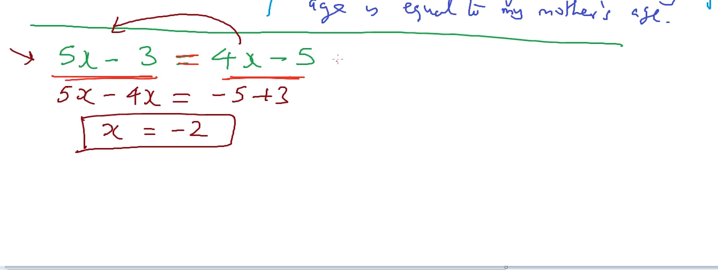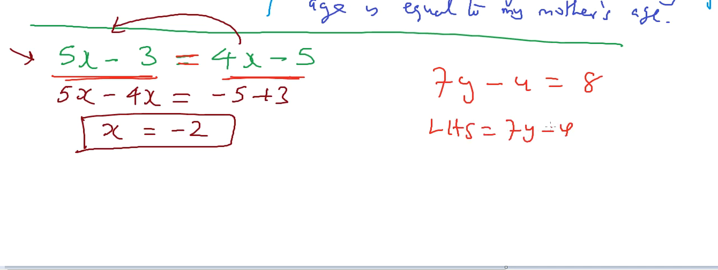Okay. So any equation, it can be any variable. For example, 7y minus 4 equal to 8, let's say. Okay. So here this is called LHS. So in this equation LHS is 7y minus 4, that is left hand side, and RHS is what is on the right side, which is equal to 8. Okay.